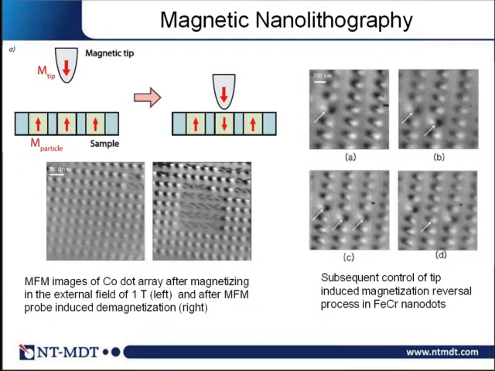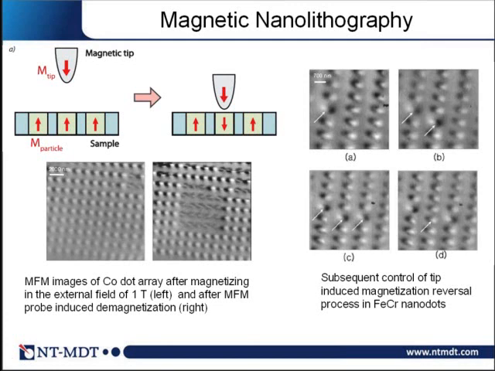Another example, also very similar, of the similar application is given here. You have here an array of images of cobalt dots. These, by the way, are dots which we have already seen in the beginning of our webinar. But now, instead of investigating their magnetic states, we can just change the states.